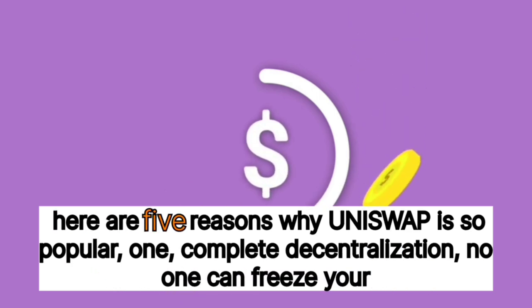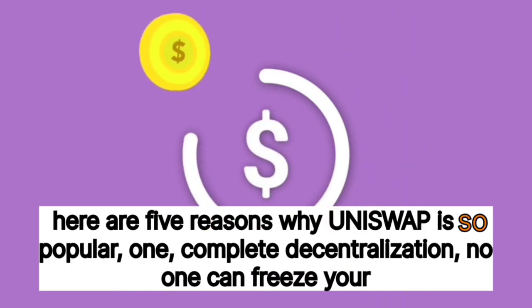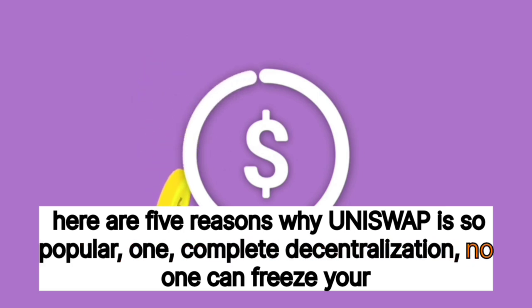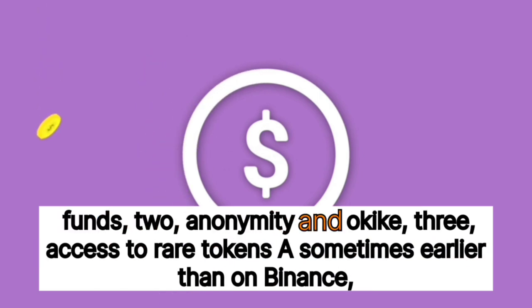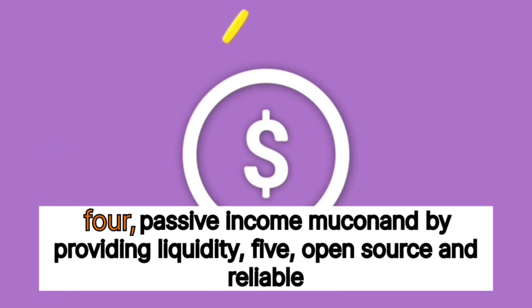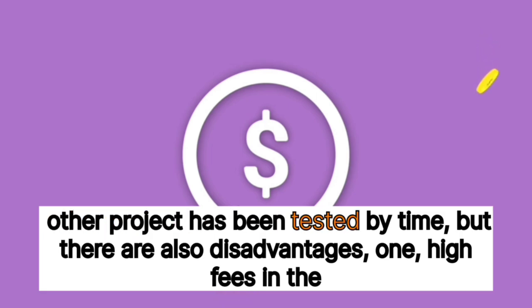Here are 5 reasons why Uniswap is so popular. 1. Complete decentralization, no one can freeze your funds. 2. Anonymity and no KYC. 3. Access to rare tokens, sometimes earlier than on Binance. 4. Passive income you can earn by providing liquidity. 5. Open source and reliable. The project has been tested by time, but there are also disadvantages.